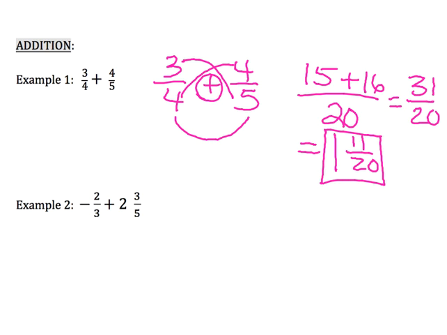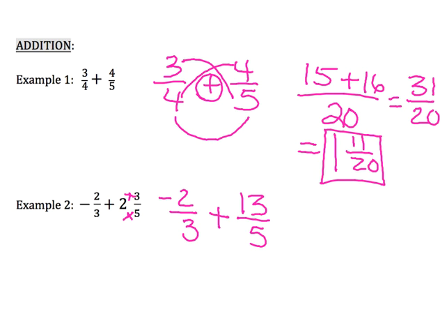Any questions on that one? Look at how confusing the second example is. There's a negative sign as well as a mixed number. So I'm going to rewrite the whole thing. Put the negative sign in the numerator. Make the mixed number into an improper fraction. 5 times 2 plus 3. 5 times 2 is 10 plus 3 is 13 over 5.